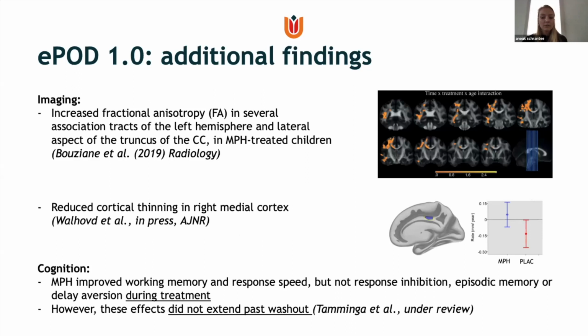And for our cognitive measures, we actually did not find age differences. In both age groups, methylphenidate improved working memory and response speed, but not response inhibition, episodic memory, or delay aversion during the treatment, so at 8 weeks. However, these effects did not extend past the washout, so after treatment end.